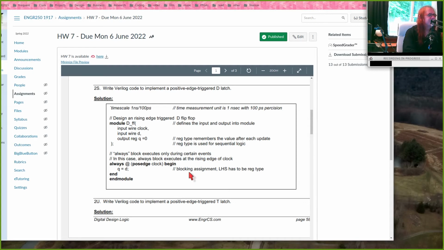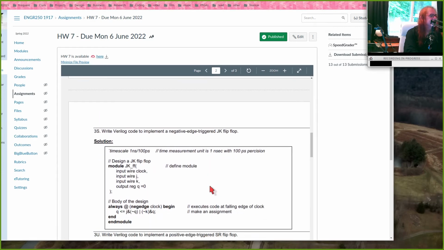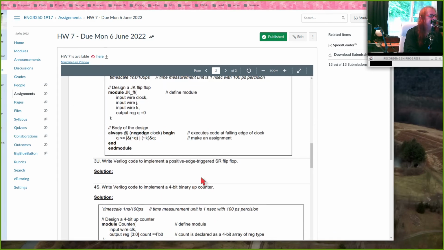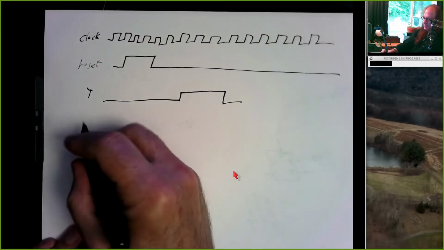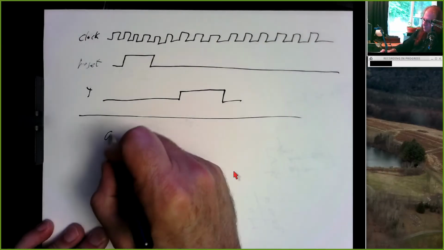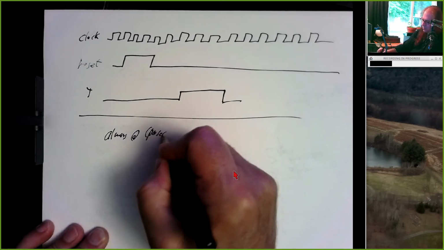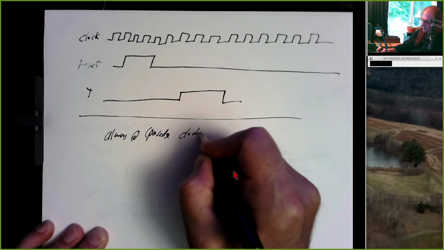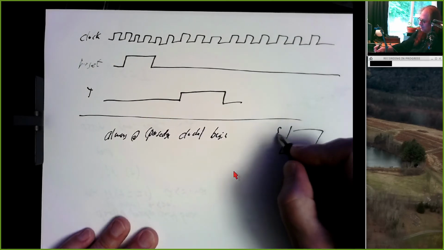All right, so that was the positive edge triggered T flip-flop. And then the positive edge triggered SR flip-flop. I think we talked about this one in a little bit of detail last time, but our usual always block.